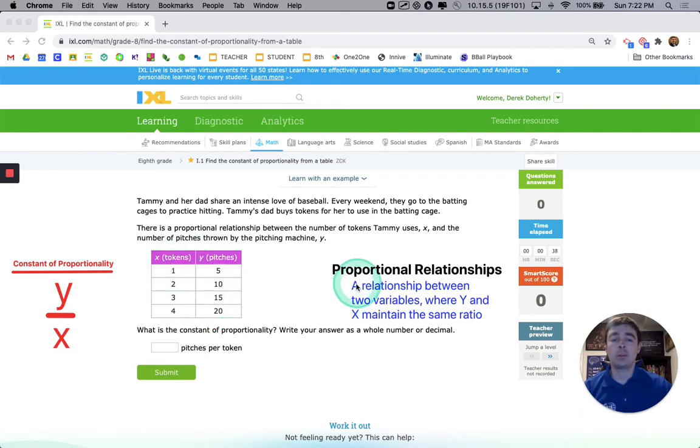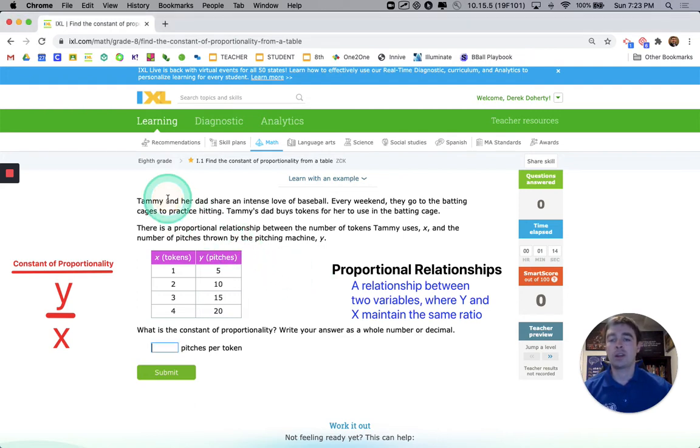So every single proportional relationship is going to be looking at how one quantity compares to the other. And in this first example's case, we're going to look at the number of tokens that Tammy has compared to the number of pitches that Tammy gets. And the constant of proportionality is just measuring that constant ratio between y and x, and we find it always by doing y divided by x. If something's proportional in a relationship, that means whenever you take whatever the y is and divide it by x at that point in time, it always spits out the same ratio, or the same number of y's per x.